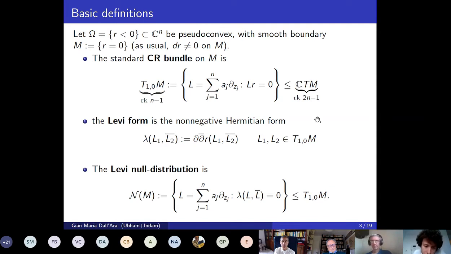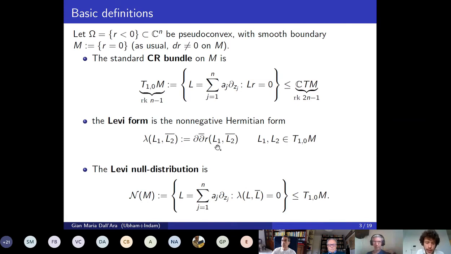And in fact, the main protagonist of this talk will be the Levi null distribution. So the focus here is trying not to make many assumptions on the structure of the domain on top of smoothness and pseudoconvexity. And so this brings to the fore the complexity of the Levi null distribution.